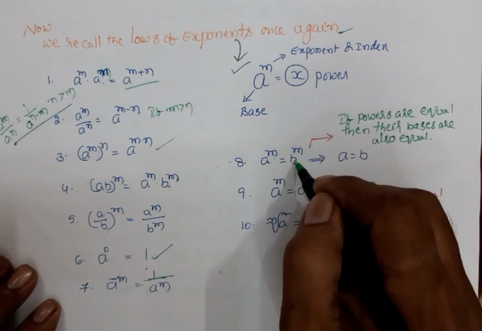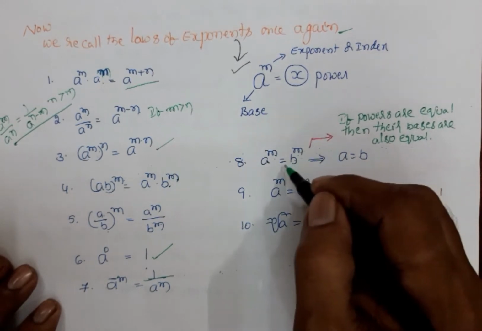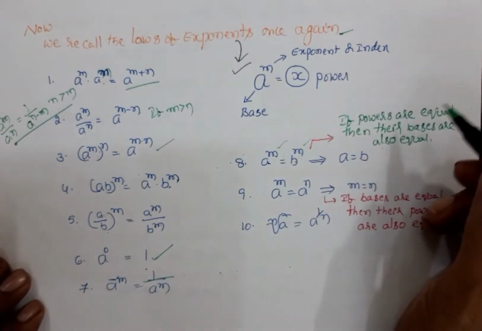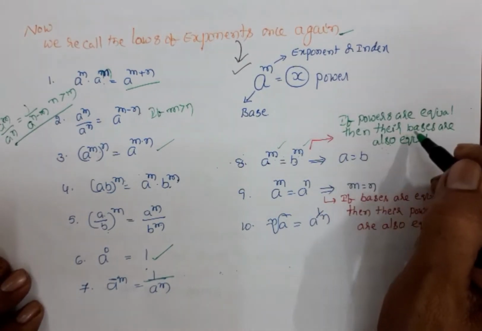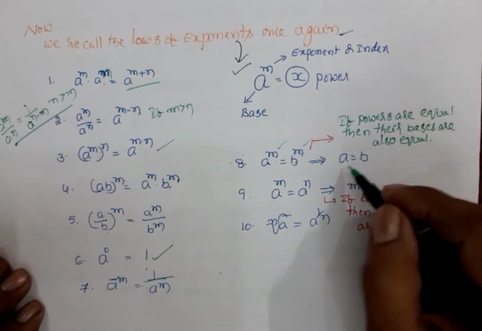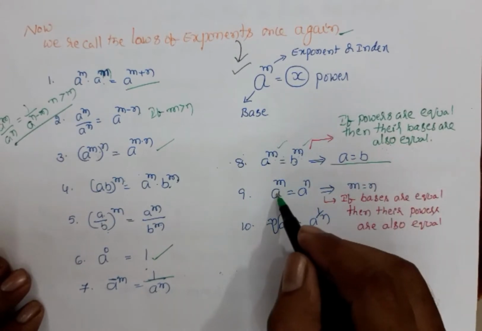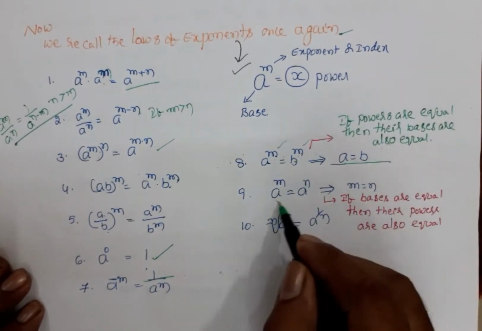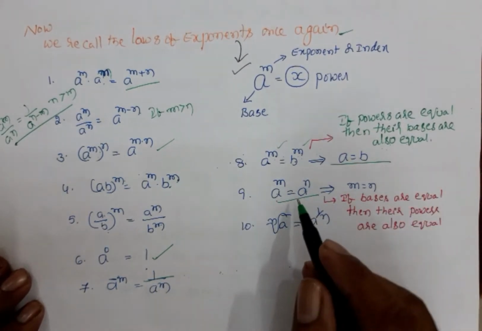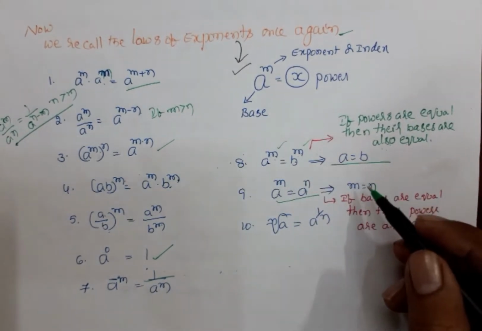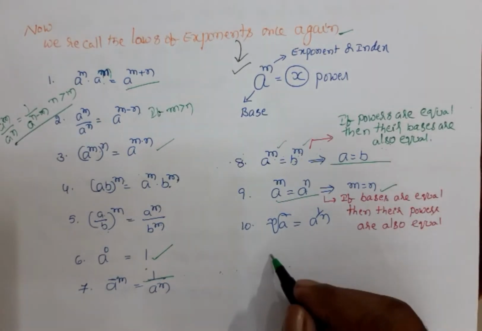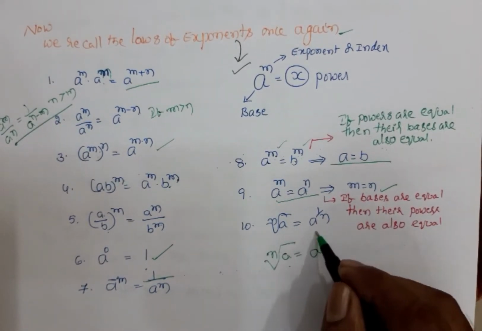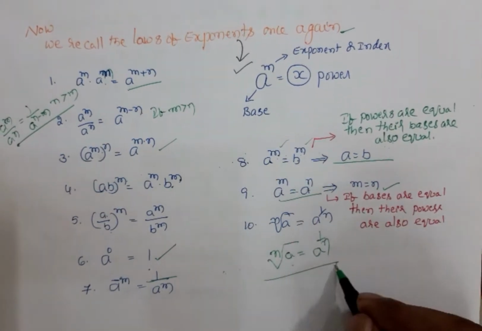If a to the power of m equals b to the power of m, if powers are equal, then their bases are equal: a equals b. If a to the power of m equals a to the power of n, if bases are equal, then their exponents are equal: m equals n. The nth root of a equals a to the power of 1 by n.